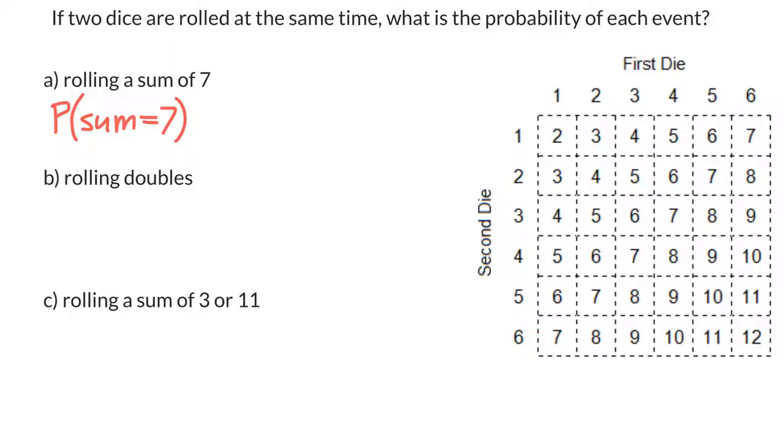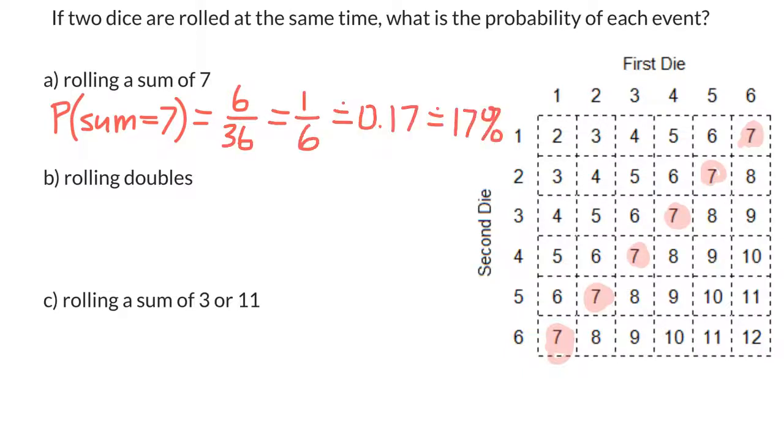So to calculate the probability that you're going to get a sum of 7, you need to figure out how many ways you can roll a sum of 7. Well, you can roll a 1 and a 6, a 2 and a 5, a 3 and a 4, a 4 and a 3, a 5 and a 2, or a 6 and a 1. So there are 6 ways you can get a sum of 7, and there are 36 possible outcomes for this sample set. So the probability is 6 out of 36, which is about a 17% probability.